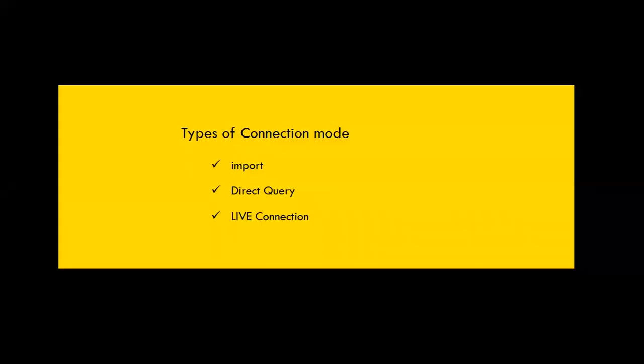Okay, as I said, there are 4 types of connectivity modes, or storage modes. So connectivity mode or storage mode: how we store the data. In the case of import, the data will get stored into your Power BI desktop itself. So import, direct query, and live connection. And one more is the composite mode, which is a hybrid of both import as well as the direct query mode. Now let us take a look at each and every connectivity mode in detail.